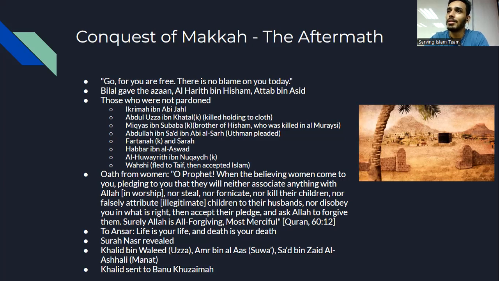Anyone has heard about the Habbarid dynasty? So Habbar bin Aswad, his descendants, right? One of his descendants was in the army of Muhammad bin Qasim. Anyone knows Muhammad bin Qasim? Who was Muhammad bin Qasim? The first Muslim expedition to India. Yeah, the first Muslim expedition to India.